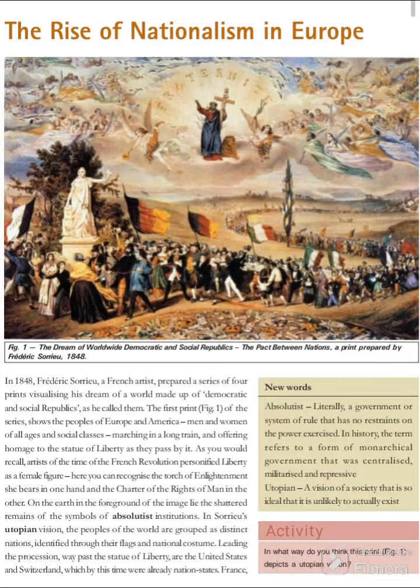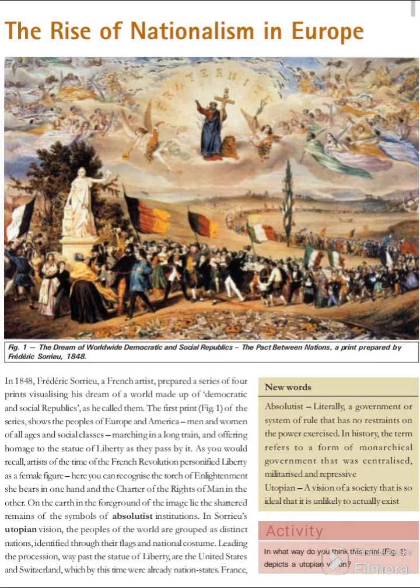As you would recall, artists of the time of the French Revolution personified liberty as a female figure. Here you can recognize the torch of enlightenment she bears in one hand and the charter of the rights of man in the other. On the earth in the foreground of the image lie the shattered remains of the symbols of absolutist institutions.